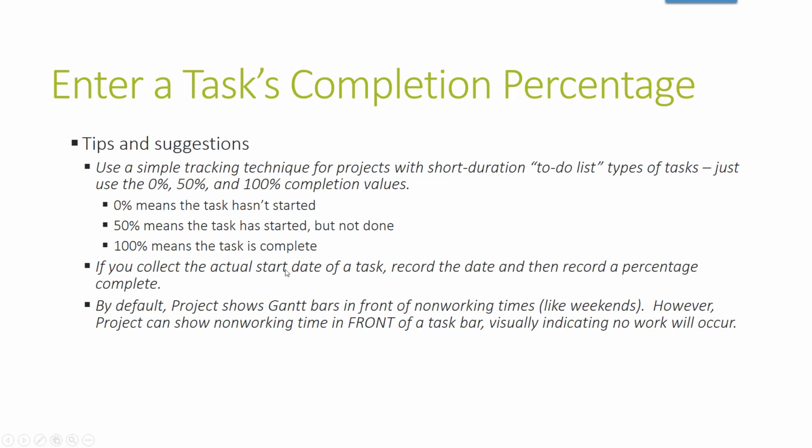If you collect the actual start date of a task, record the date and then record a percentage complete. So by default, Project shows the Gantt bars in front of non-working times like weekends. However, Project can show non-working times in front of a task bar, visually indicating no work will occur. So that's something you could do if that's a way you want to proceed.